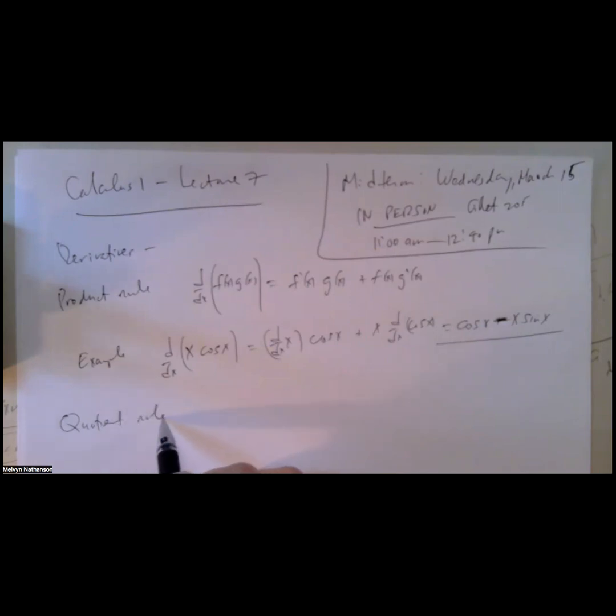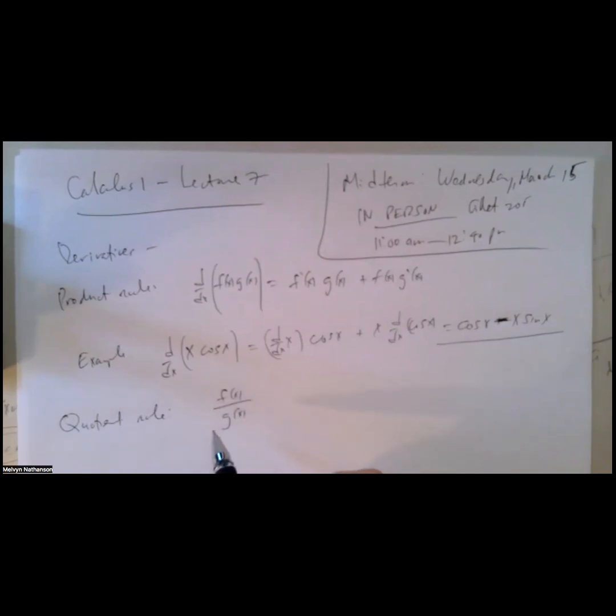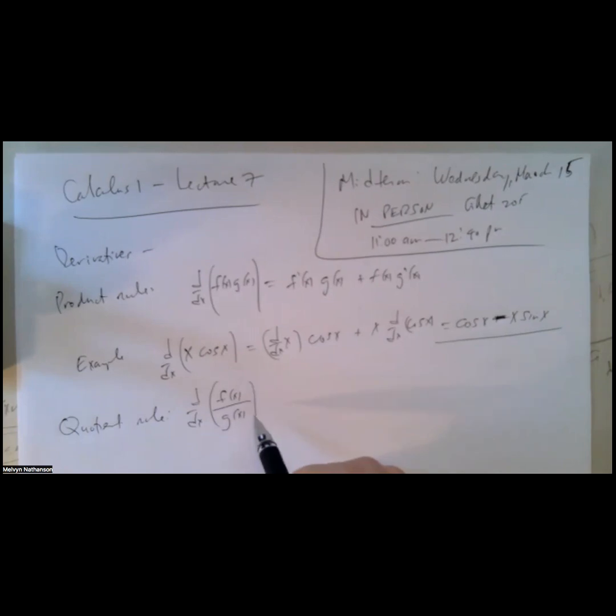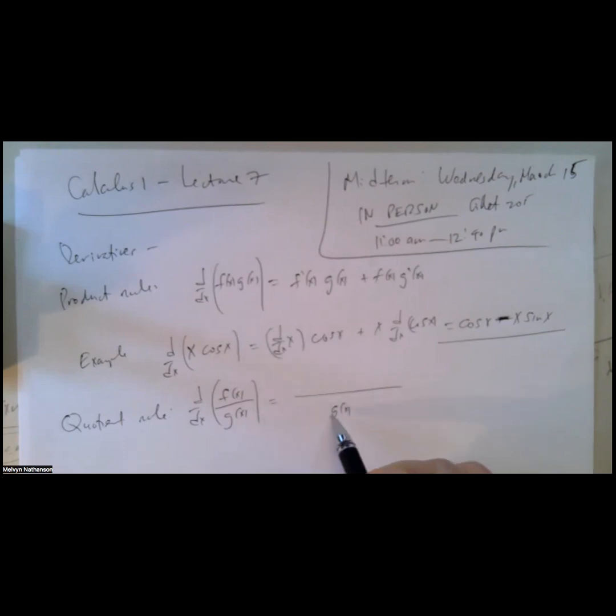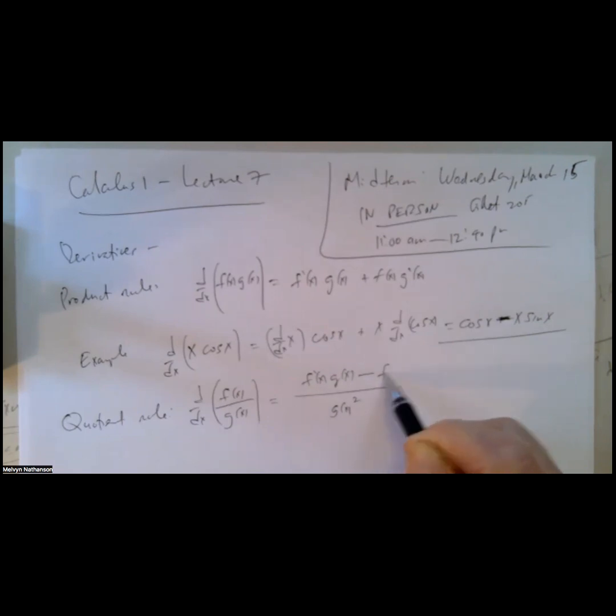The quotient rule, which is a little bit more complicated, says if you have f of x divided by g of x, if you have a quotient of two functions, and the denominator is not 0, the derivative of the quotient is again a quotient whose denominator is the original denominator, g of x, squared. And in the numerator, we have the derivative of f times g minus f times the derivative of g.